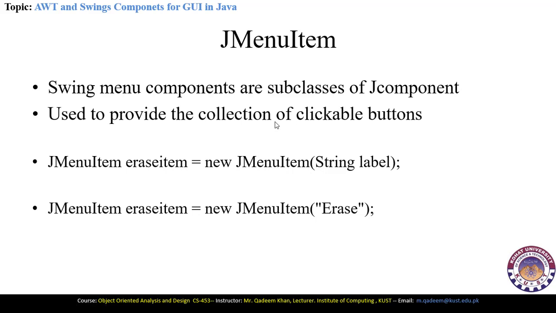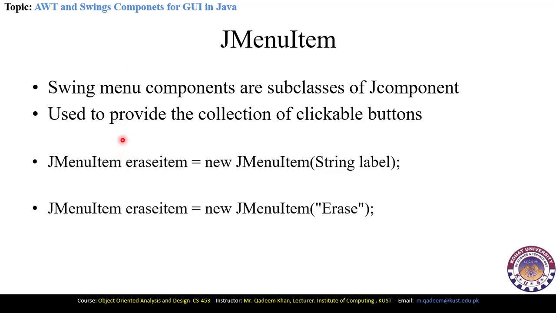The next important component for the GUI is called the JMenuItem. Swing's JMenuItem component is a subclass of the JComponent class, and it is used to provide a collection of clickable buttons. So the JMenu contains multiple items, and these are in the toolbar on the top of the GUI.